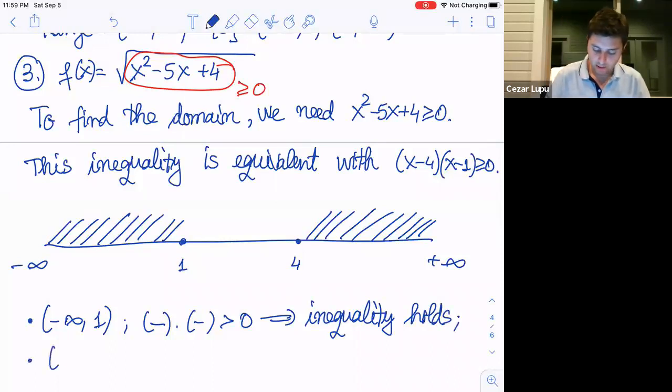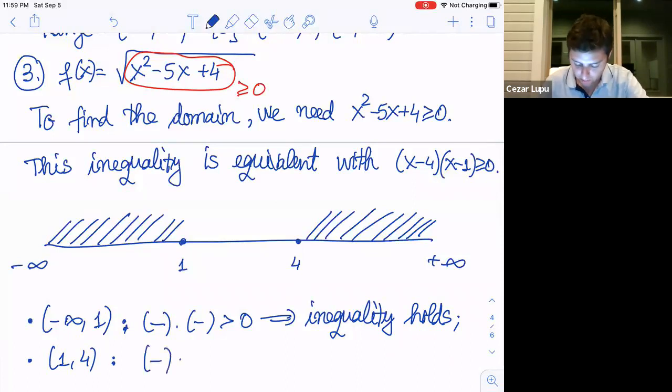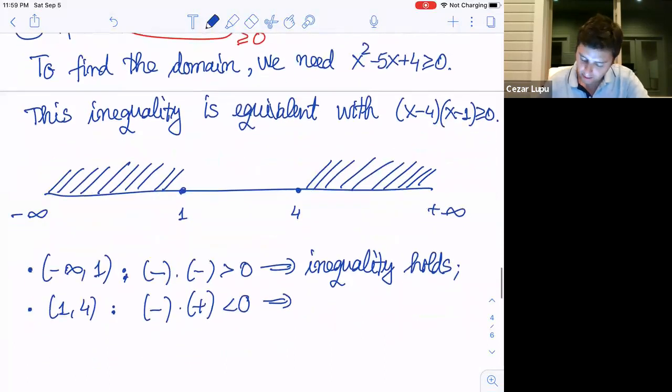Okay, now let's see on the interval between 1 and 4. One of them will be negative, the other one will be positive, and when you multiply that, this will be negative. The inequality does not hold.